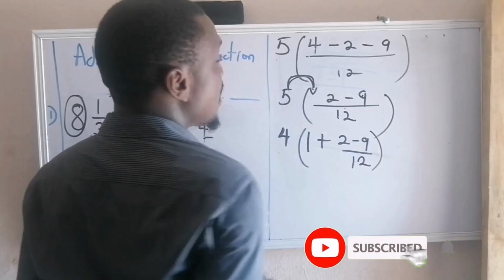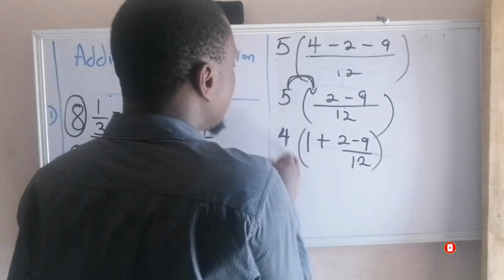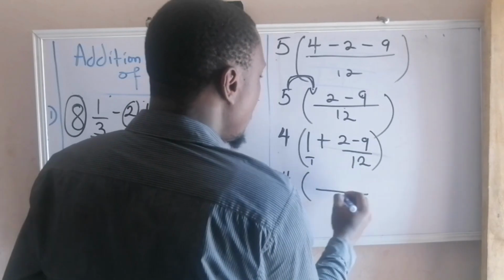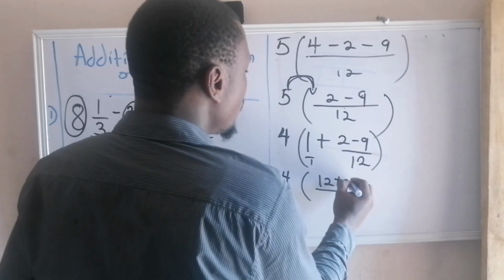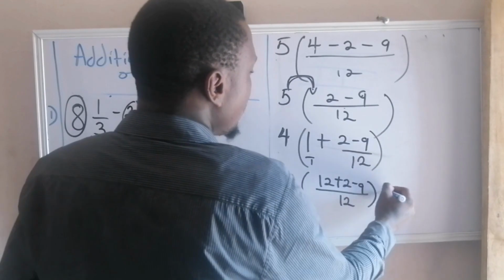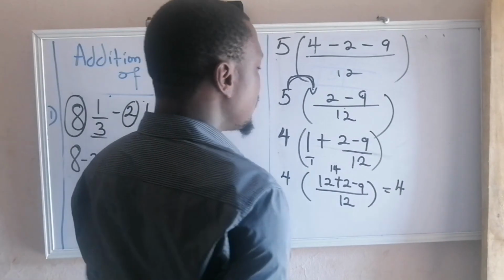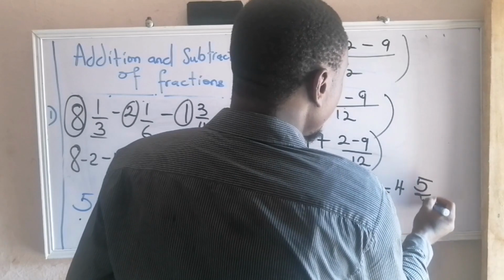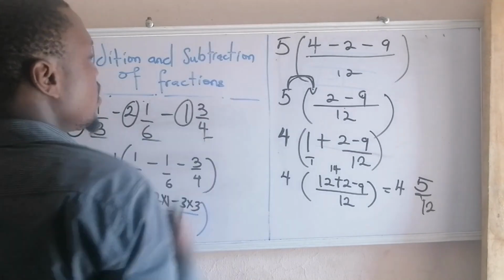So what we did was that, in order not to have a negative value, we borrow 1 from 5. And the 1 is here. So the 5 has come to 4. So what you do is this. Just find the LCM of 1 and 12. And that will be 12. So 12 times 1, that will be 12. So it will be 12 plus 2. You still have 12 in the denominator, and 2 minus 9 becomes the numerator. Now, 12 plus 2 is what? 12 plus 2 is 14. Then what is 14 minus 9? 14 minus 9 is what? 5. So our final answer is 4 and 5 over 12. I mean 4 and 5 over 12. What if you use the other method?